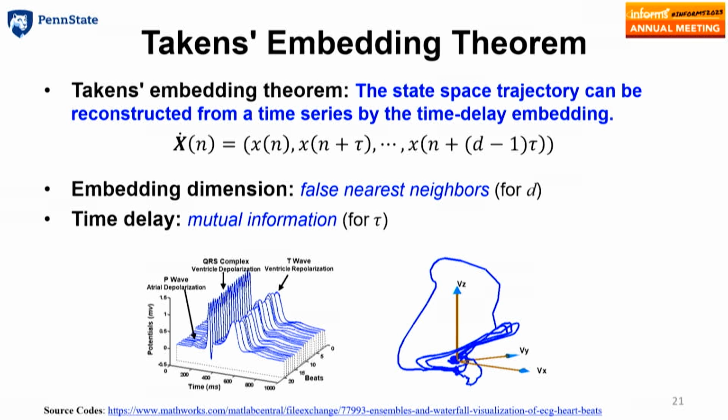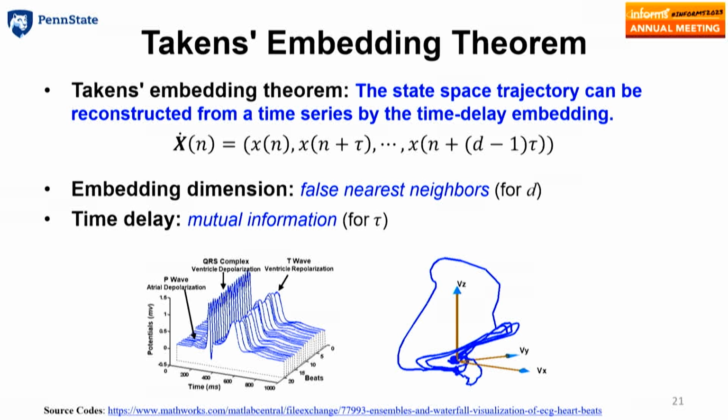As we can see, this is the time domain signal of EKG, and we can put it in the time domain and then study the examples. But the right-hand side is the state-space trajectory of the EKG signals. So we can study the shape and topology of the trajectory. And the source code to generate those ensembles and state space trajectories is available in this link.